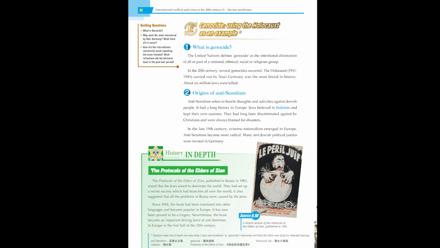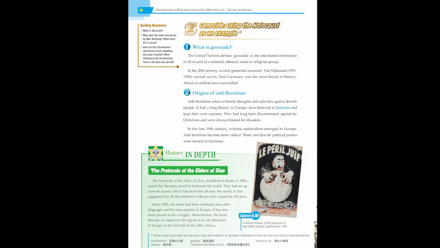History in depth. The Protocols of the Elders of Zion, published in Russia in 1903, stated that the Jews aimed to dominate the world. They had set up a secret society which had branches all over the world. It also suggested that all the problems in Russia were caused by the Jews.